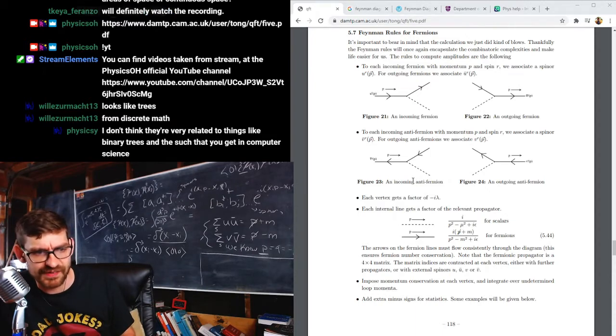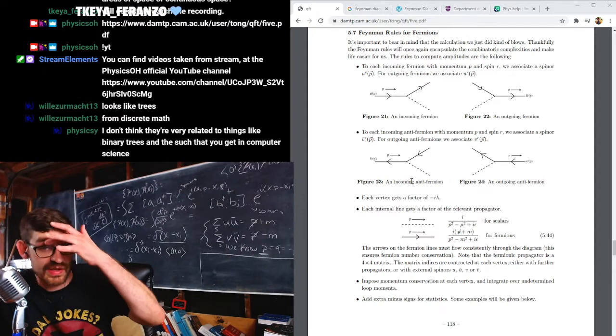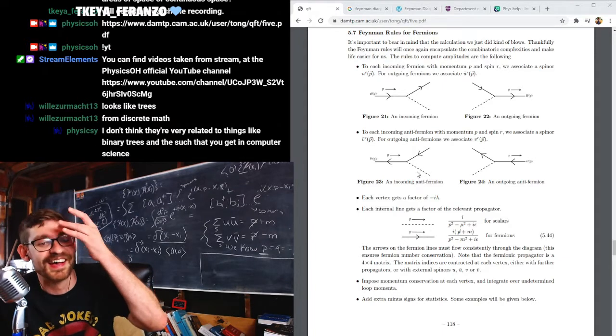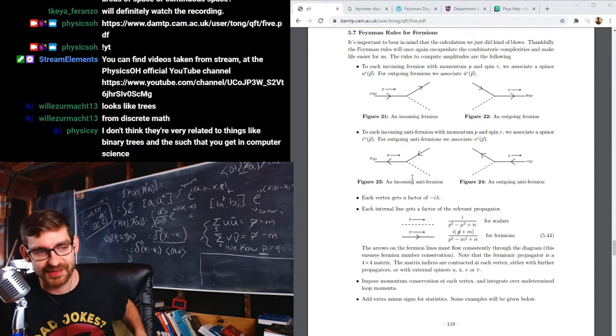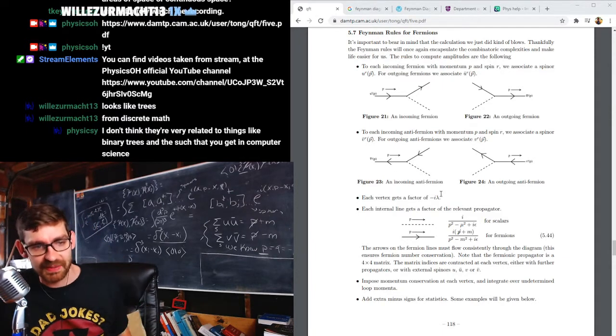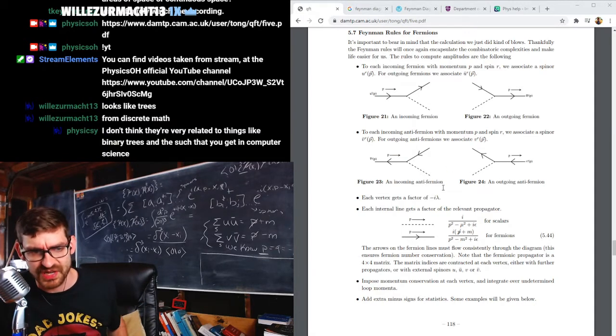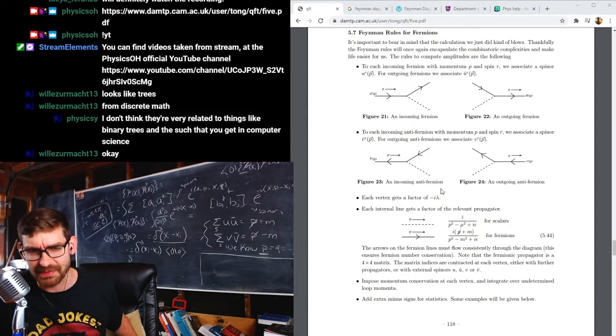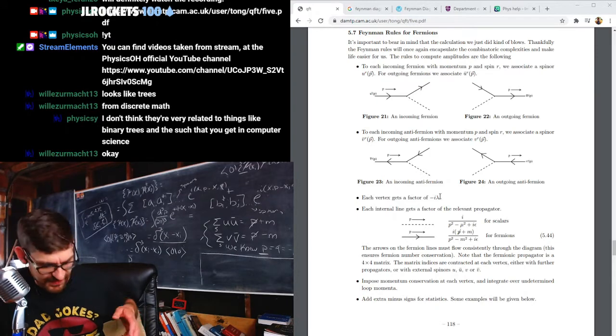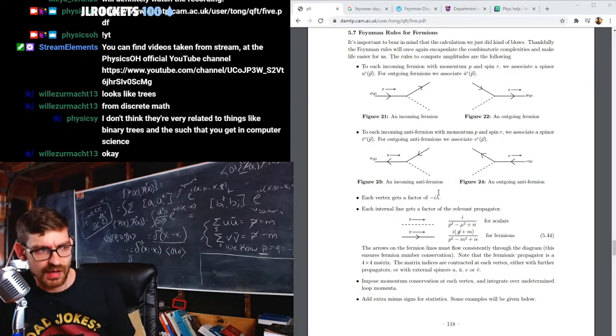I don't think they're very related, like binary trees and such. Okay, I don't know anything about that. I thought maybe they were just a similar name. I don't know what binary trees are in computer science, but if physics says it's different, I think it's weird.